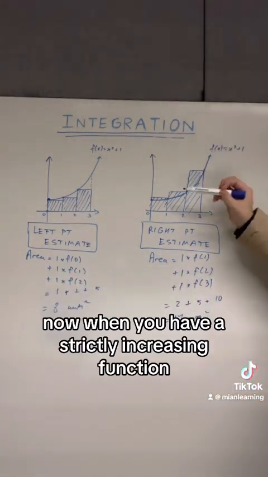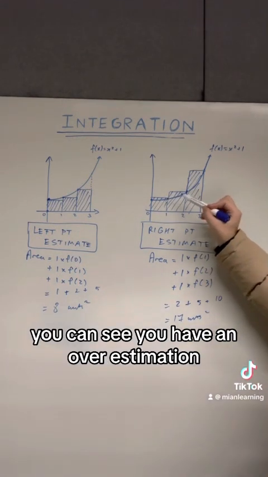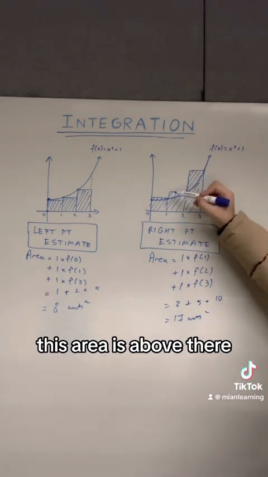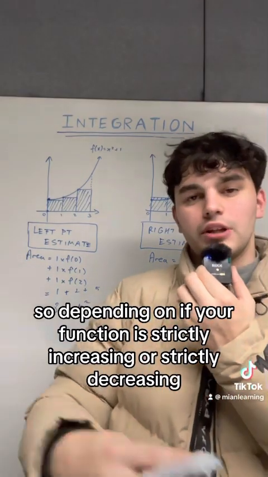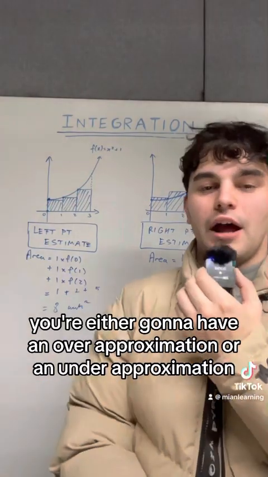Okay. Now, when you have a strictly increasing function and you're using the right point estimate, you can see you have an overestimation because your area is obviously above. You can see this area is above here, this area is above there, and this area is above the function as well. So depending on if your function is strictly increasing or strictly decreasing, you're either going to have an over approximation or an under approximation.